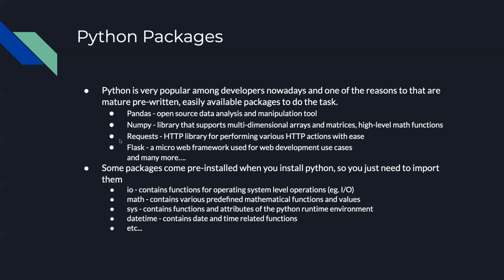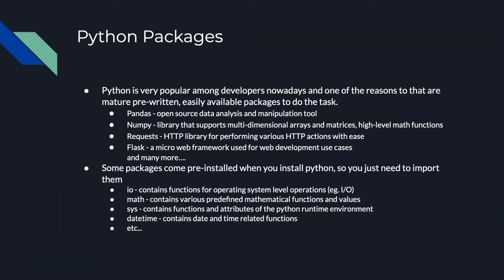So some packages that come pre-installed are IO. The IO package contains functions for operating system level operations, input and output operations, as we learned a couple weeks ago. Math, there's a math package, and it contains various predefined mathematical functions and values. There's the sys package. Sys package contains functions and attributes of the Python runtime environment. So that gets kind of meta there. You can dive into things about Python itself and the specific Python environment you're working with using the sys package. Then there's the datetime package.